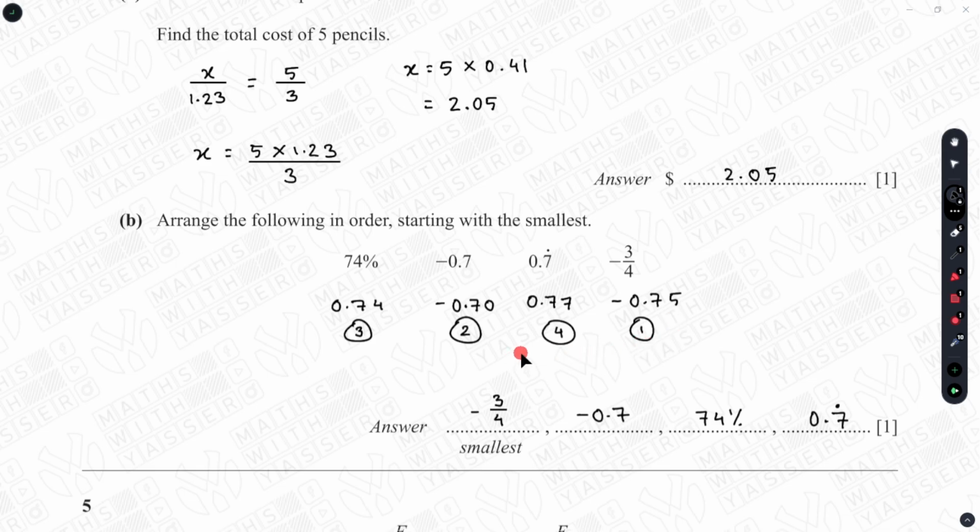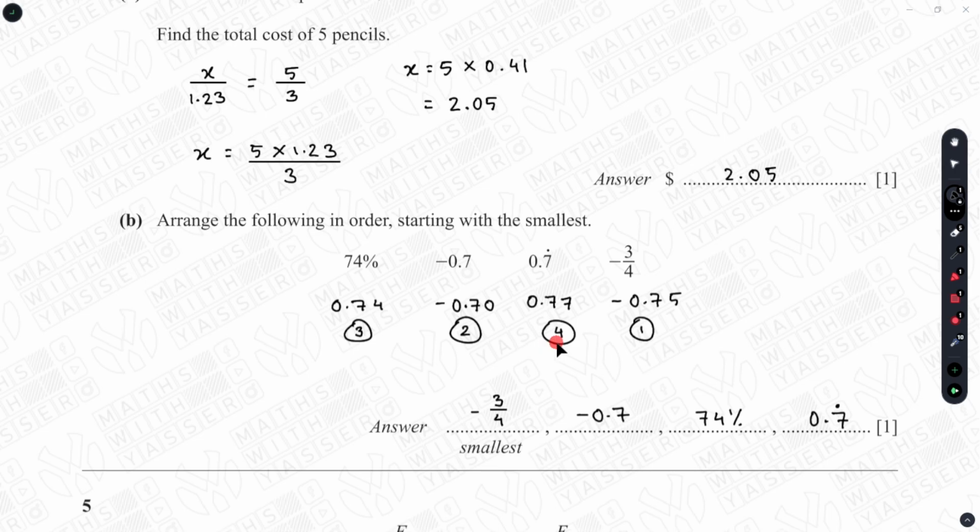And in order to do that, my suggestion would be first look into the negative numbers and then look into the positive numbers. So among the negative numbers, minus 0.75 is the smallest compared to minus 0.70. So this one is the smallest. Then we have minus 0.70, and then we have the positive 0.74, and then we have 0.77. I have written 1, 2, 3, 4 just for explanation reasons. You don't have to do that.